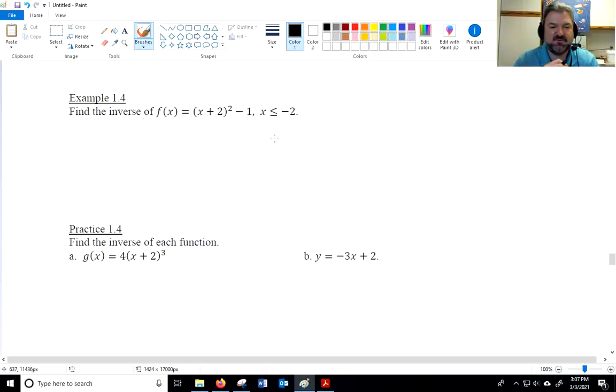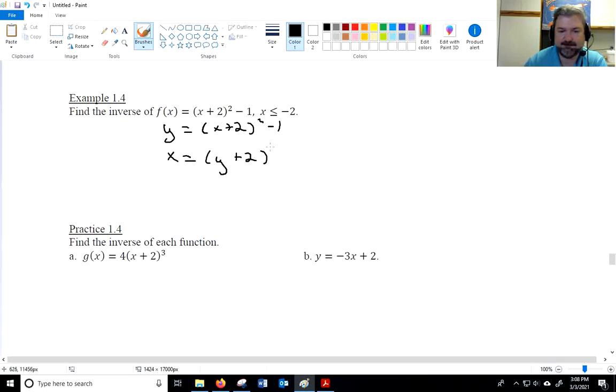Let's do another example. This time we're going to find the inverse of this function. So this is y is equal to (x plus 2) squared minus 1. I will flip the x and y and solve for y.